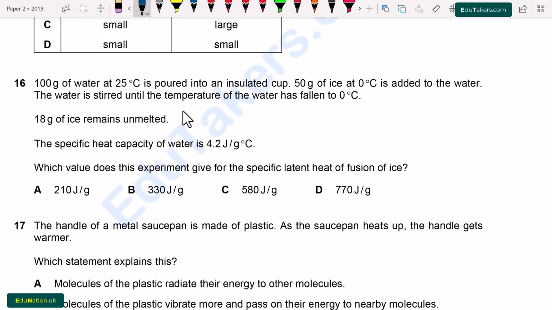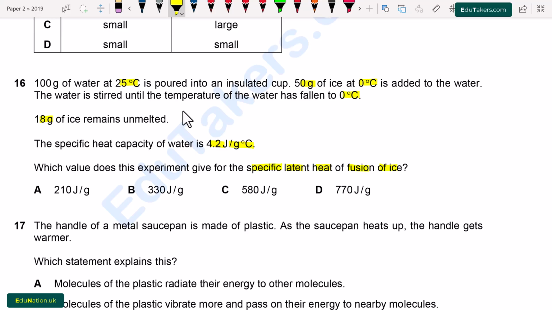Question number 16. 100 gram of water at 25 degrees C is poured into an insulating cup. 50 gram of ice at 0 degrees C is added to the water. The water is stirred until the temperature of the water has fallen to 0 degrees C. 18 gram of ice remains unmelted. The specific heat capacity of water is 4.2 joule per gram per degree C. Which value does this experiment give for the specific latent heat of fusion of ice?